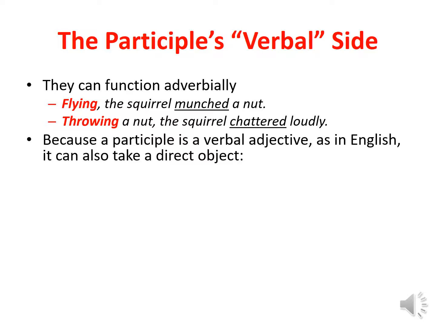Okay, now because a participle is a verbal adjective, as in English, the Greek participle can also take a direct object. Even though it's technically not a verb, but only a verbal, it can take a direct object, as in the example we just looked at. Throwing a nut, the squirrel chattered loudly. So our participle throwing is taking the object nut. Throwing what? Throwing a nut.